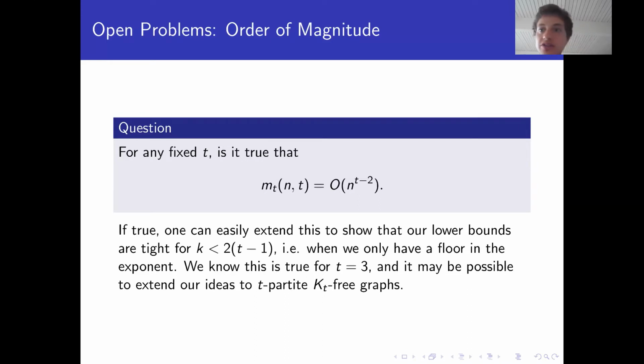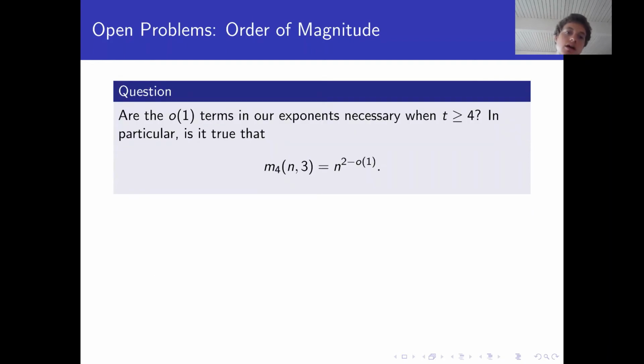I'll also note that we know this is literally true for t equals 3. This is that upper bound proof that I sketched a few slides ago. And it may be possible to extend the ideas we have for that argument to t-partite K_t-free graphs. If you want to do this for general K_t-free graphs, which is kind of the main thing we want to look at, you're going to have to add in a couple extra ingredients for sure. But at least for t-partite things, I think if you figure out the right generalization, it should be a fairly smooth transition. But non-t-partite may take some extra work.